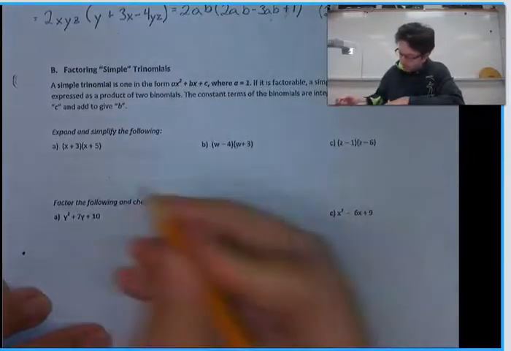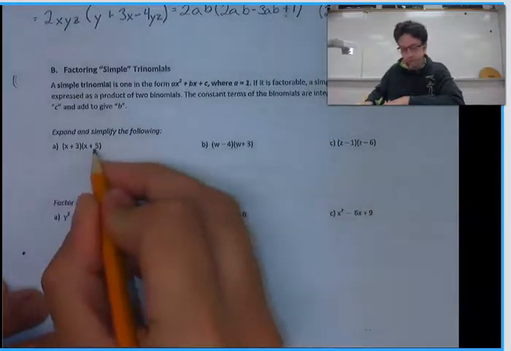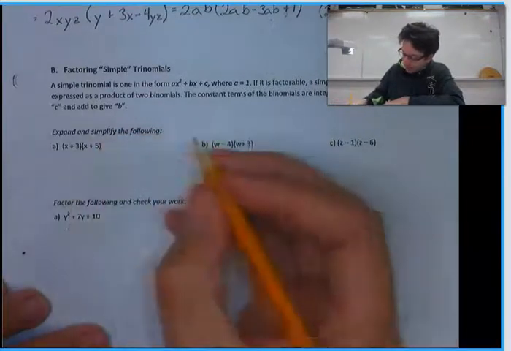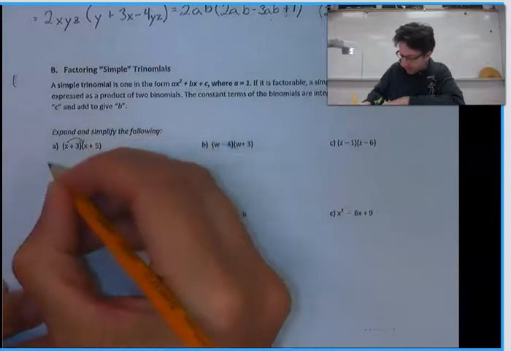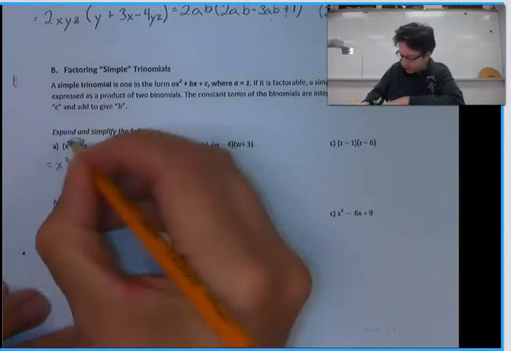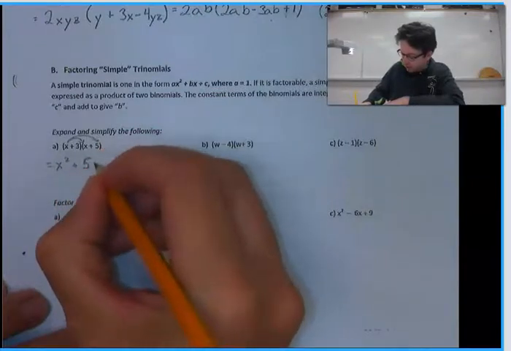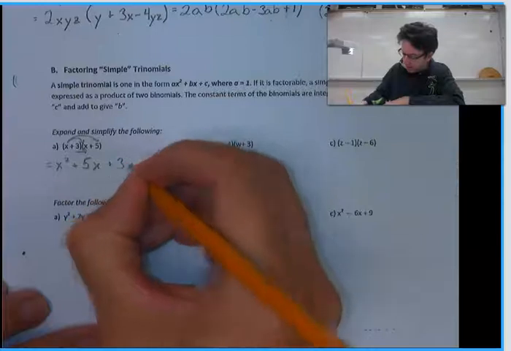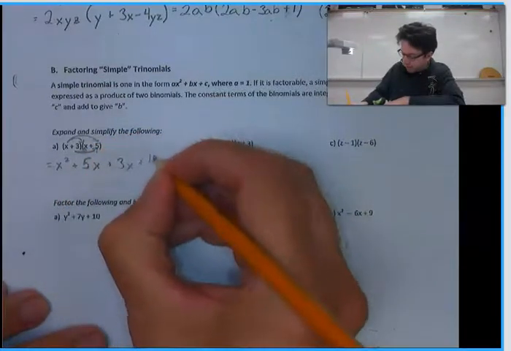All right, so factoring simple trinomials. Let's first look at 2 binomials, and we're going to expand and simplify. To do that, we're going to use the distributive property. So x times x gives us x squared. X times 5 gives us 5x. And then 3 times x gives us 3x. And then 3 times 5 gives us 15.